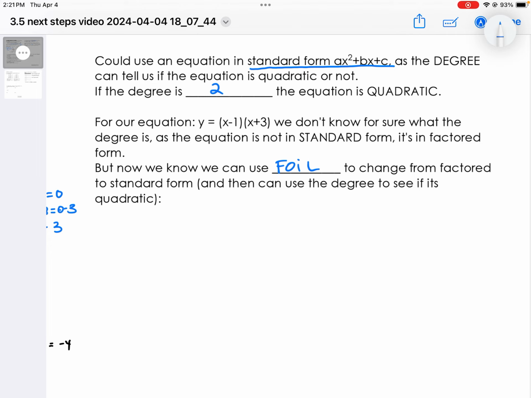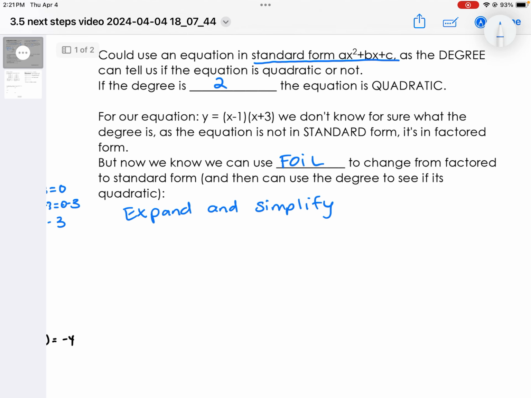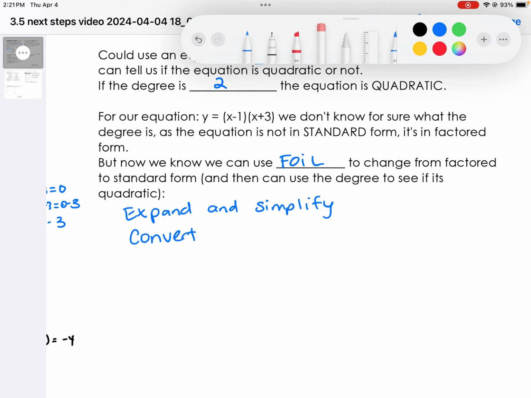Okay, so I'm going to expand and simplify. That's what a FOIL question would say. And when you expand and simplify our equation, you're going to convert from factored form into standard form. Actually, I'll write it better. Hold on. So we're going to convert the equation from factored form into standard form.